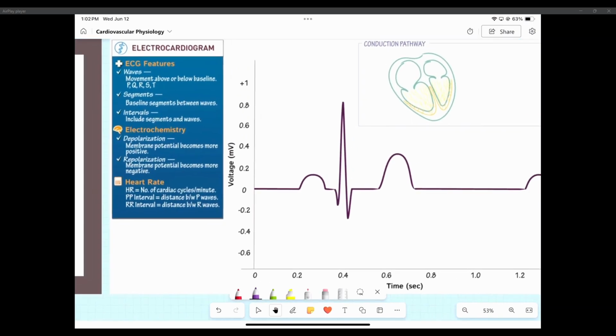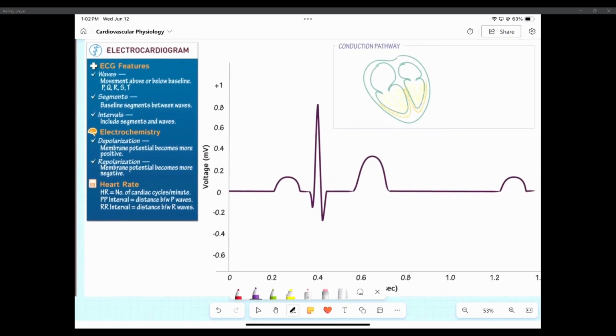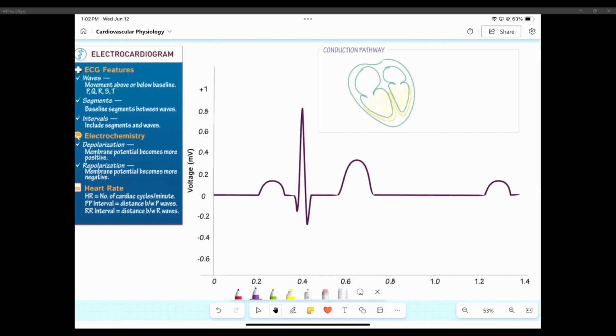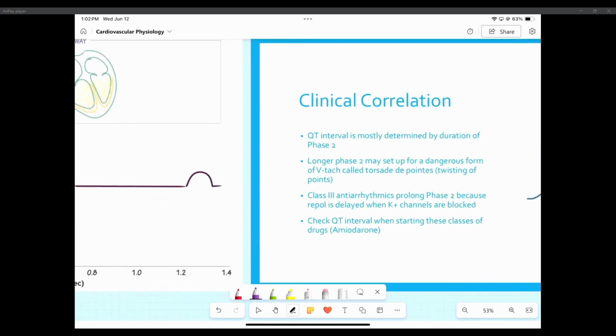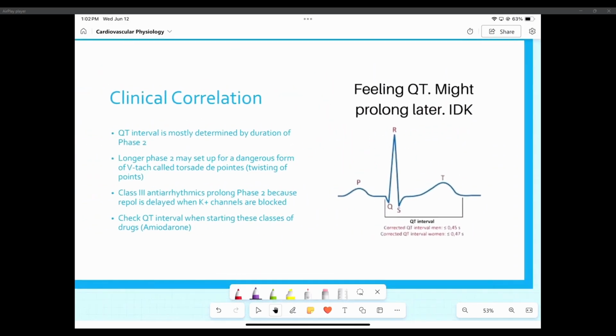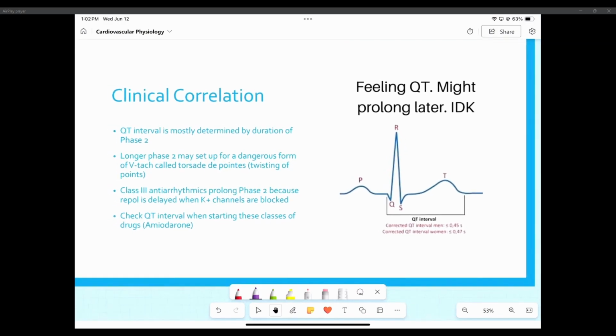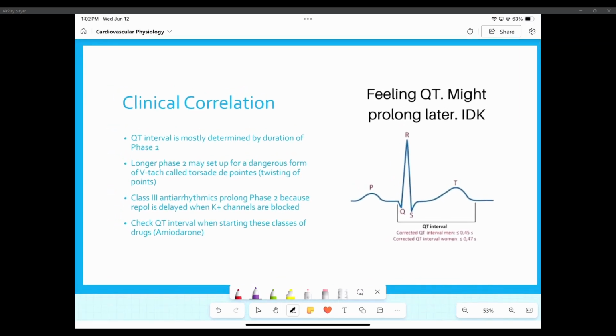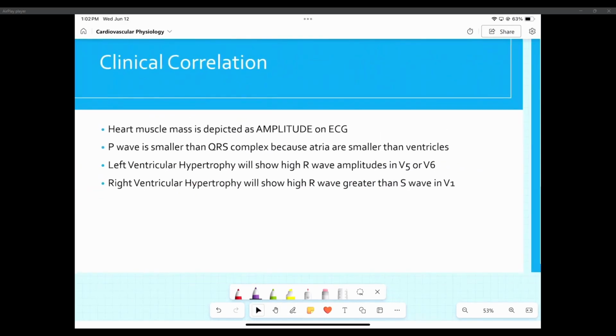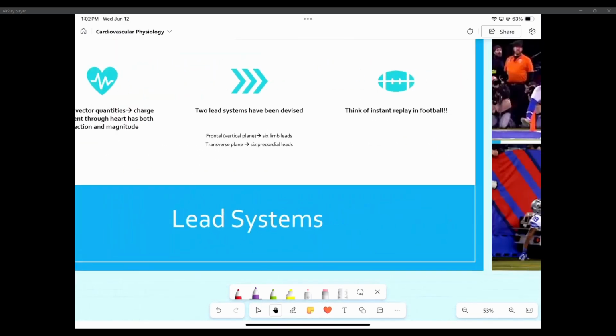So this one, we'll skip this one for now. You can look at it on your own. I'm not going to test you on anything with the EKG stuff. QT interval, skip all this stuff. Skip this too. I don't want to get crazy with EKGs.